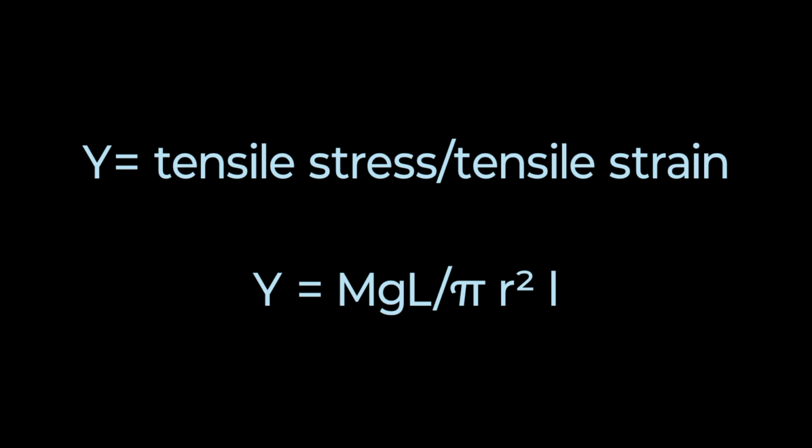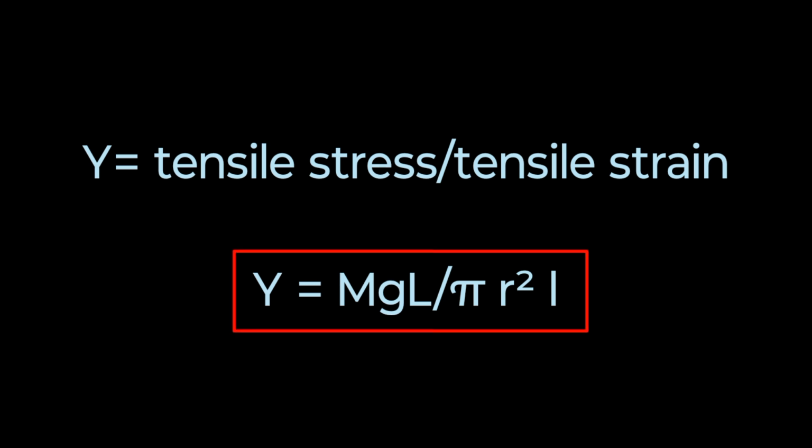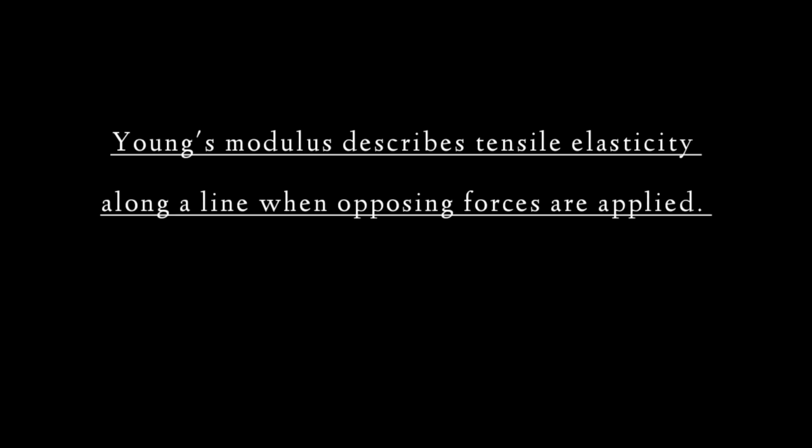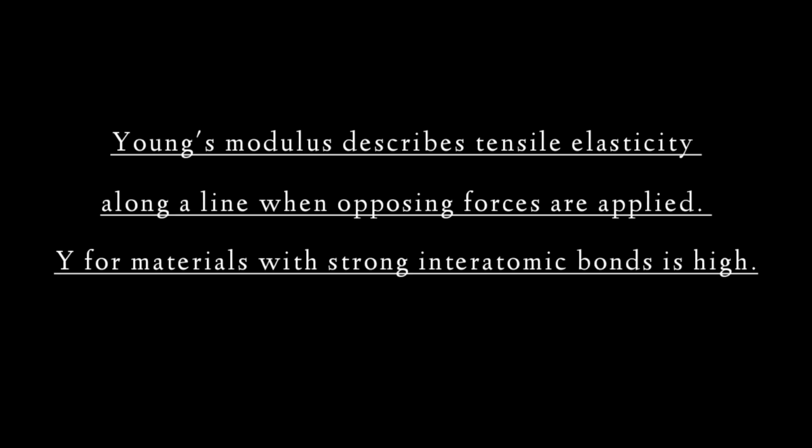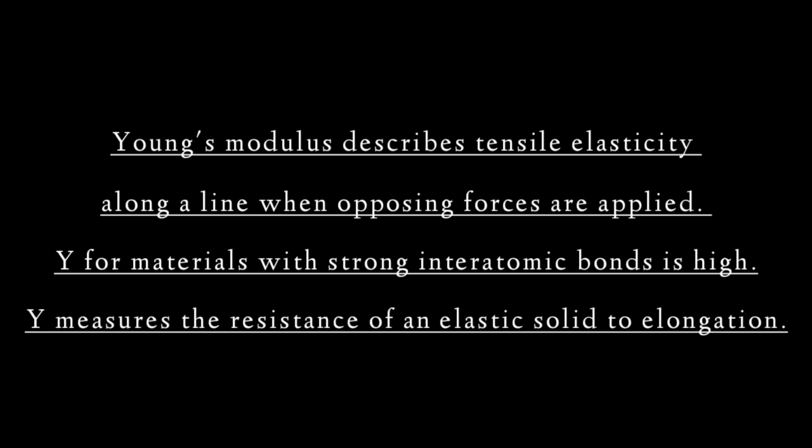The answer will be, Young's modulus represented by the letter Y is equal to the tensile stress upon the tensile strain. Formula for Young's modulus goes like this: Y is equal to mgl upon pi r square L. This can also be written as FL upon AL. Now Young's modulus describes the tensile elasticity along a line when opposing forces are applied.